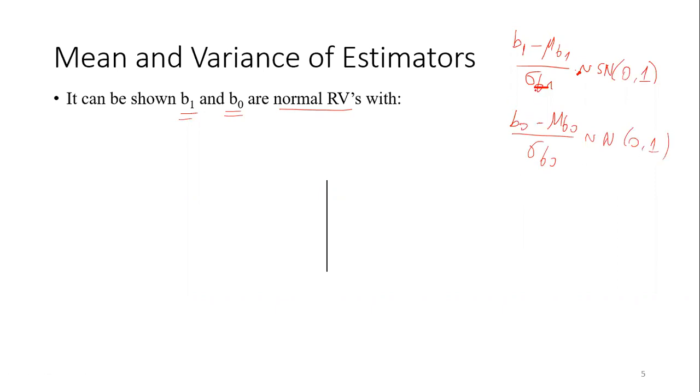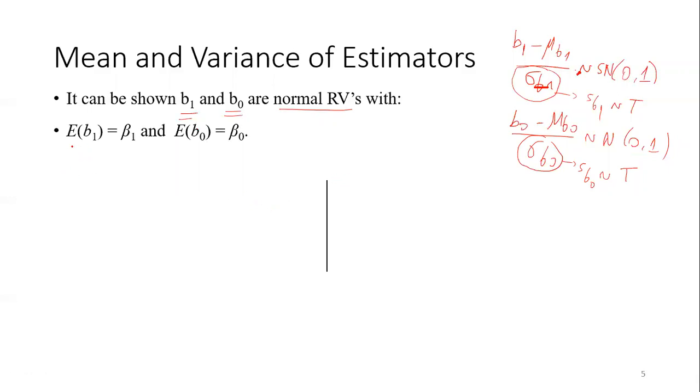As you might guess, we don't know sigma of b0 and we don't know sigma of b1. So what we do is replace them with s of b1 and s of b0, and then it will be t distributed. Okay, so let's check what is the expected value of b0 and b1.